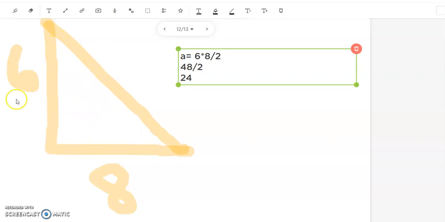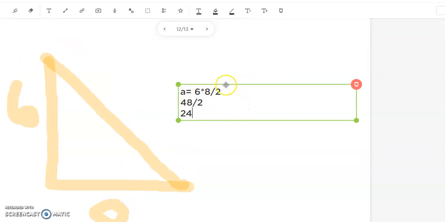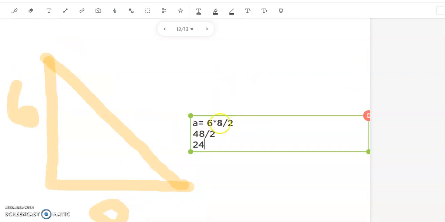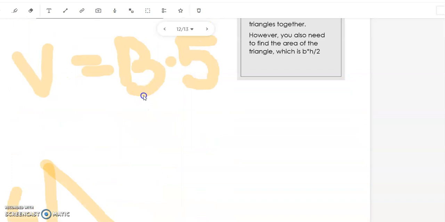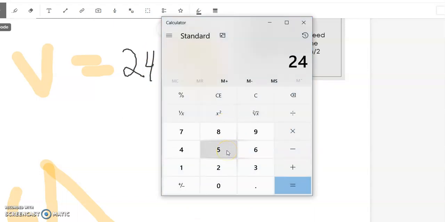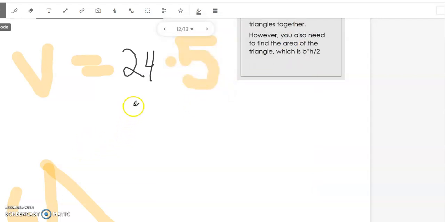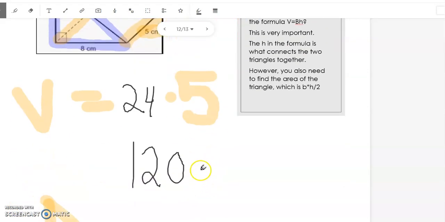So I know this is the height, this is the base, and we already have covered finding area of a triangle. So now I can plug in this 24 where this capital B is. Now all I have to figure out is what is 24 times 5? 120. So 120 is my volume, and then it'll be centimeters cubed.